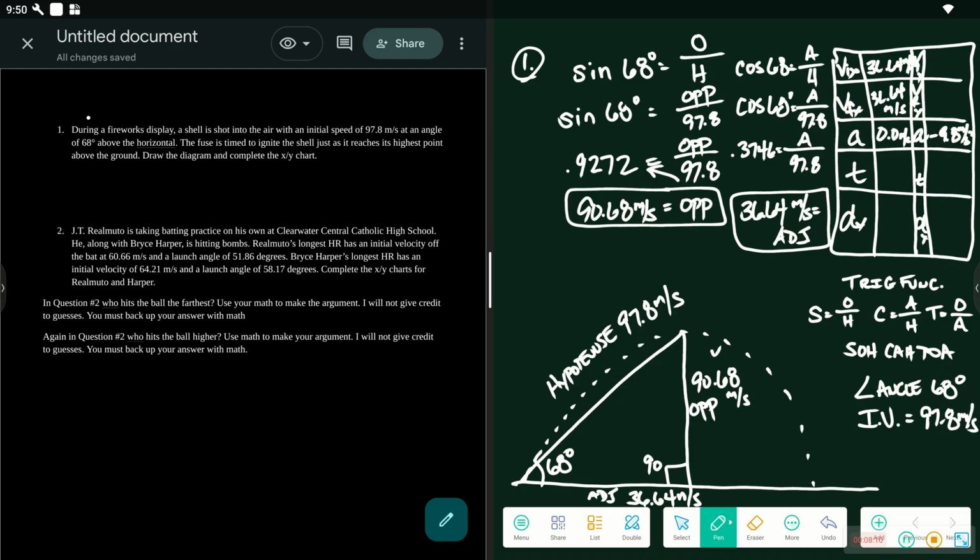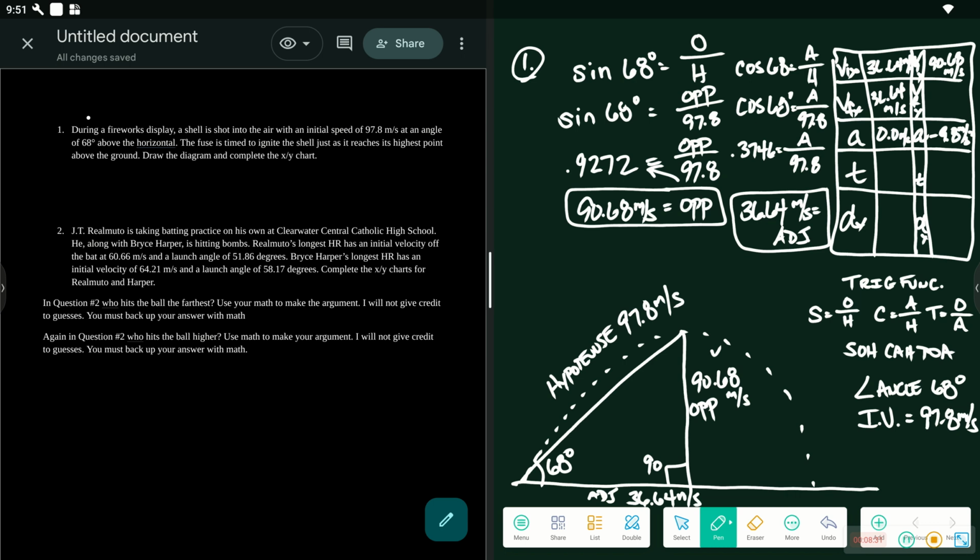This is 90.68. That's your initial velocity as the firework goes up. The fuse is timed to ignite the shell just as it reaches its highest point above the ground. Draw the diagram and complete the XY chart.